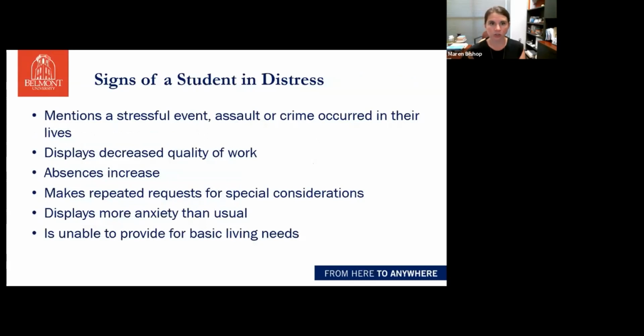Signs of a student in distress: maybe they mention something that's happened in their life. They start missing class more often. They seem more anxious than usual. And what we will also see is a decrease in the quality of work that they're submitting in the classroom, and also some issues where students are not keeping up with hygiene, their room is a mess, just because they are overwhelmed with other things and not able to take care of themselves well.